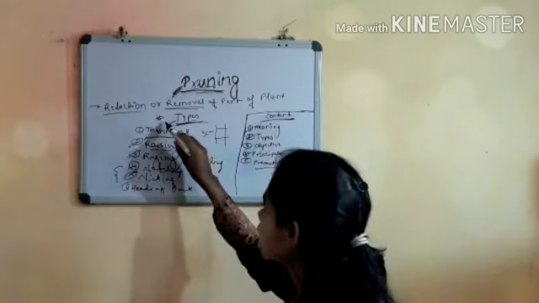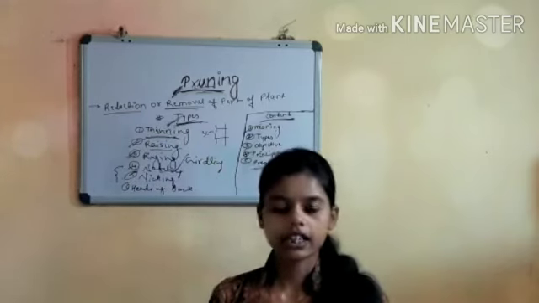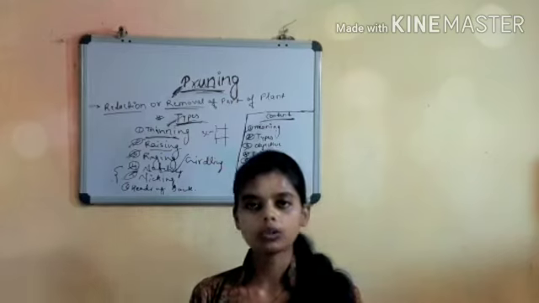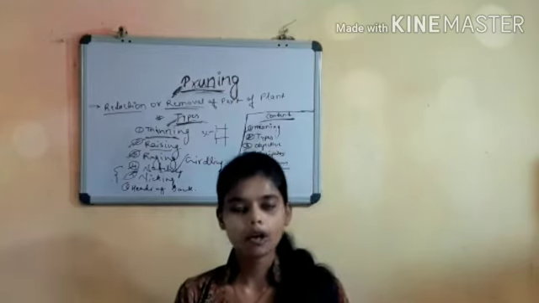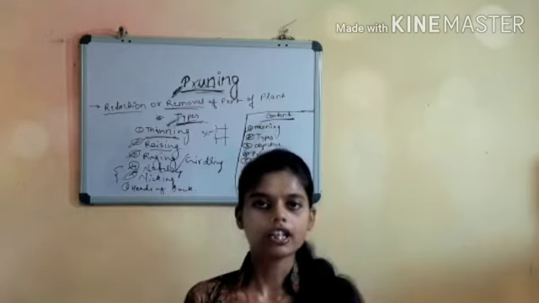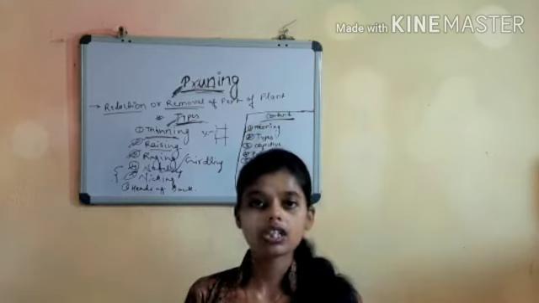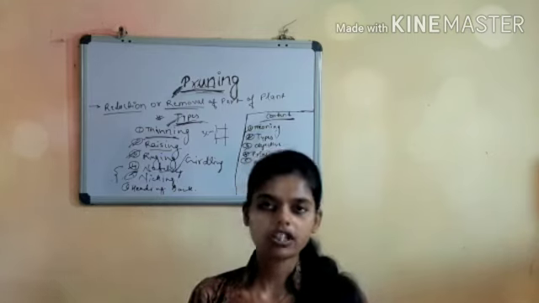Next we are going to learn types of pruning. So the very first type is thinning. Thinning removes branches all the way back to their branch of origin. It helps in maintaining proper canopy, freeing up canopy so that proper sunlight could penetrate. It also reduces weight on heavy limbs and it helps to maintain natural shape of tree.